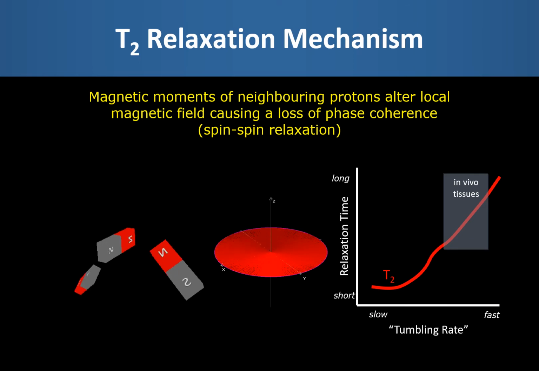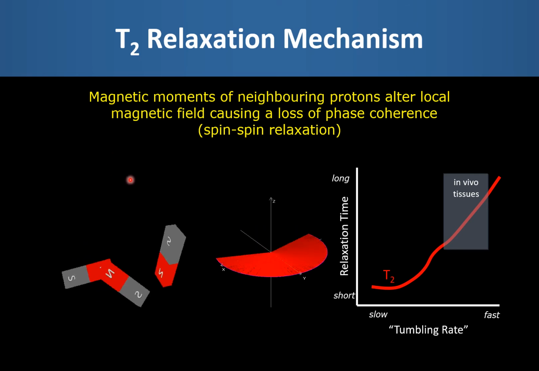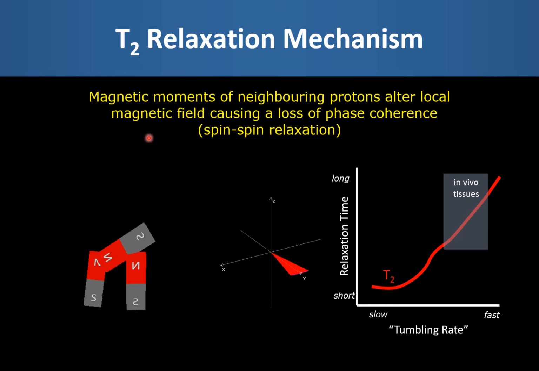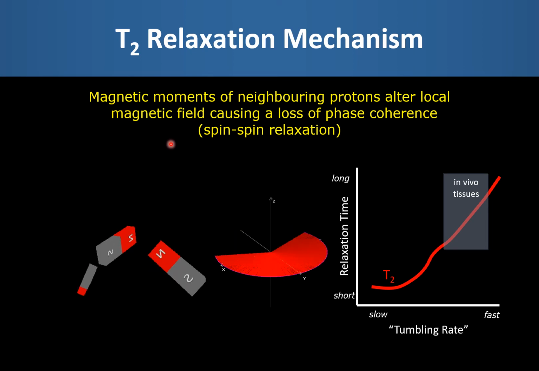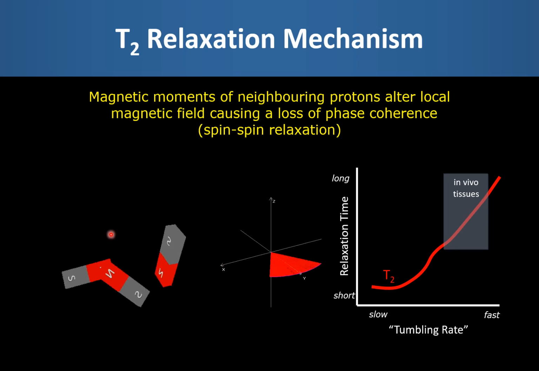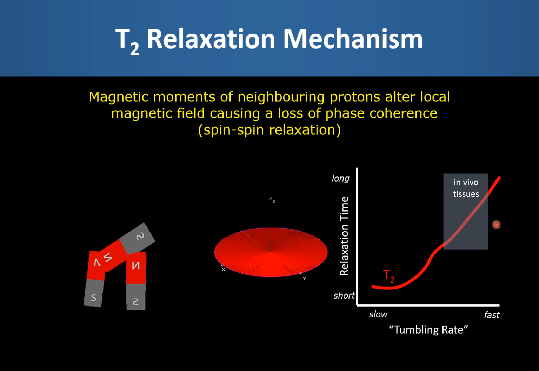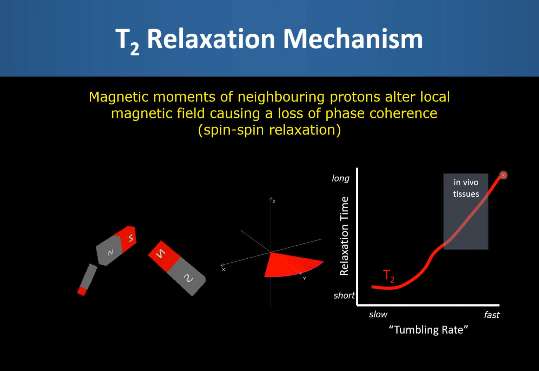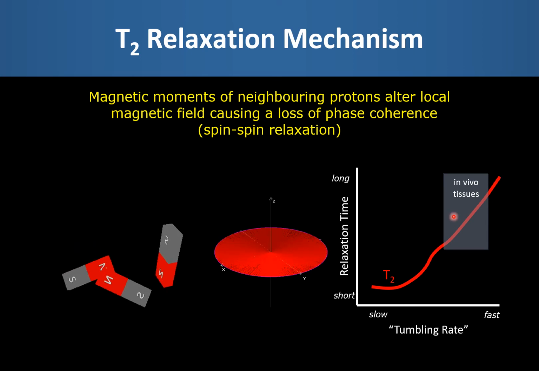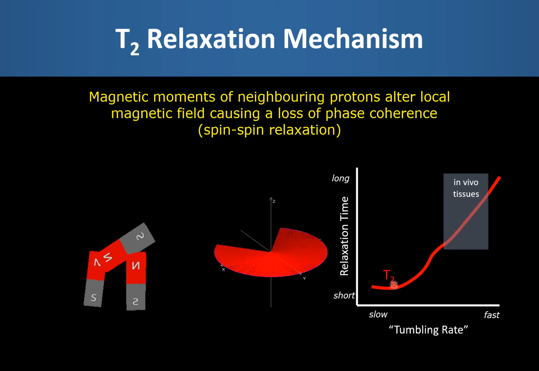So what actually causes this T2 relaxation? Well, we can think that the magnetic moment of neighboring protons behaving like little tiny bar magnets will alter the local magnetic field, causing this loss of phase coherence. So this is why we talk about T2 having spin-spin relaxation. And essentially the T2 relaxation time decreases as you find tissues that actually tumble slower and slower.